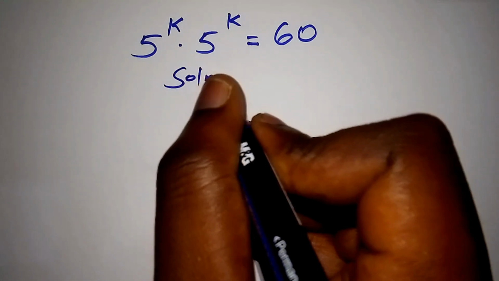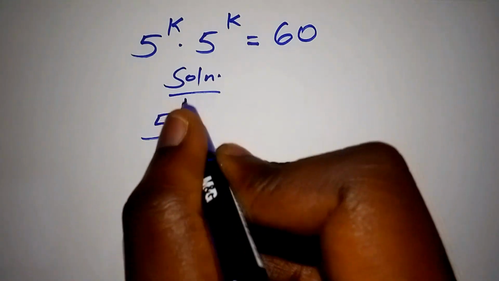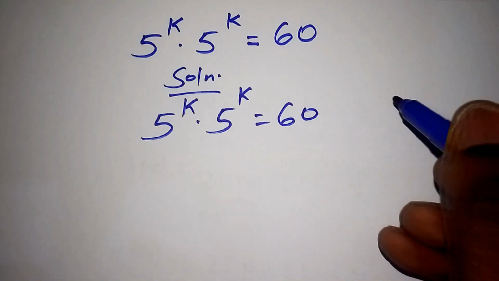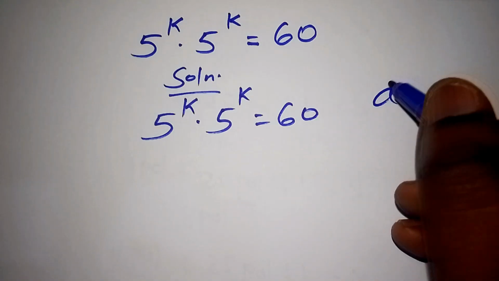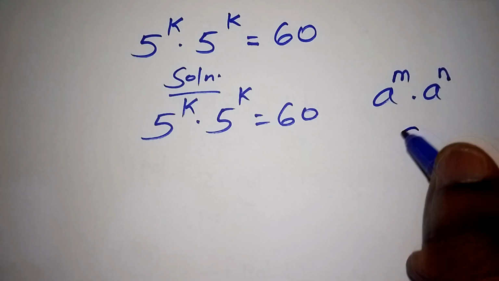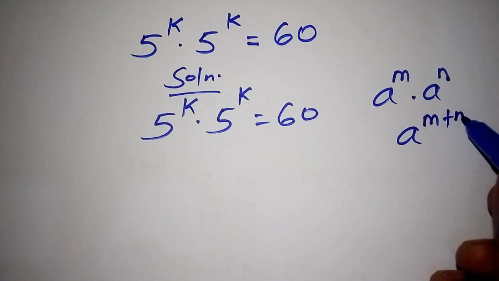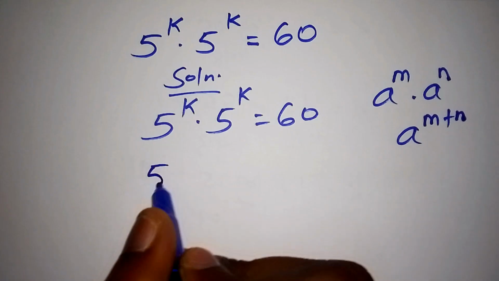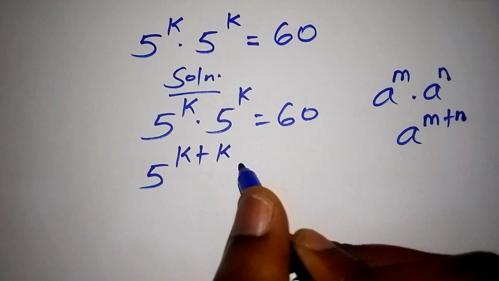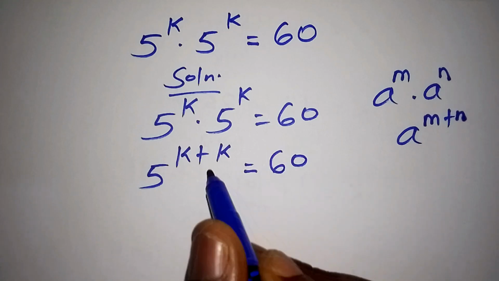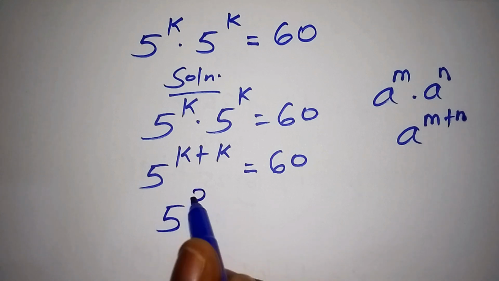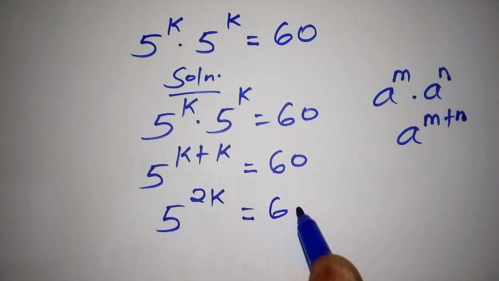So, solution. We have 5 to the power of k multiplied by 5 to the power of k is equal to 60. Assuming that we have a to the power of m multiplied by a to the power of n, this can also be written as a to the power of m plus n. Similarly, we now have 5 to the power of k plus k is equal to 60. When you work out k plus k, we have 5 to the power of 2k is equal to 60.